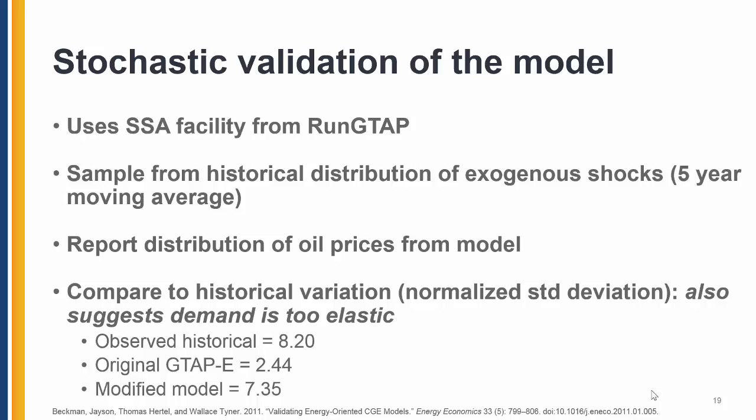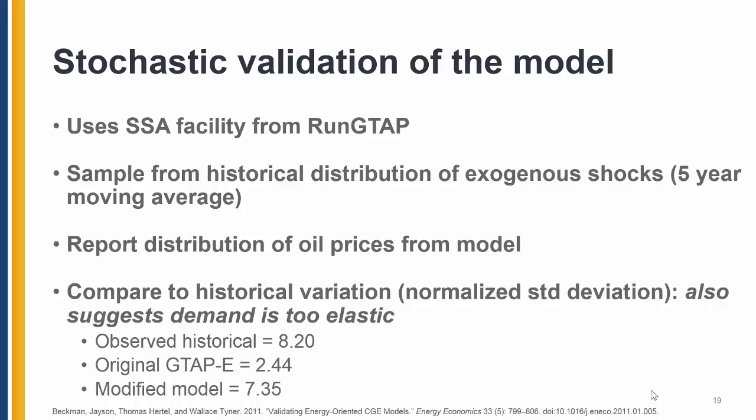We can compare that, in particular, compare the normalized standard deviation of those oil prices to those observed historically. Historically, that normalized standard deviation was about 8.2%. The model generated a much smaller normalized standard deviation of oil prices. That is consistent with a too flat demand schedule.